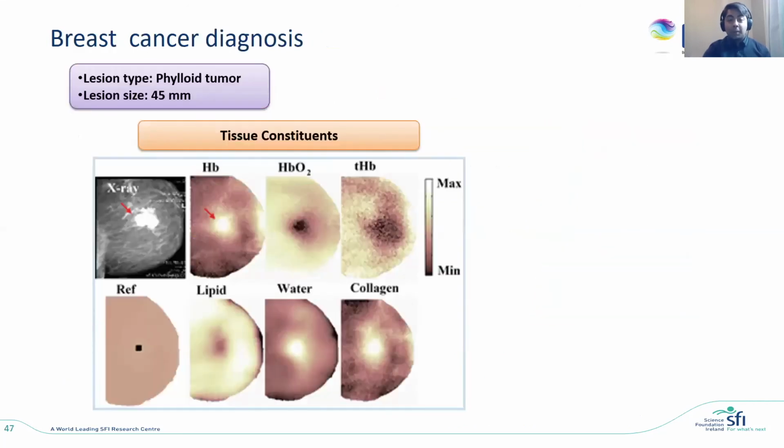So just to give you an example in the diagnosis side, if we probe breast cancer and we look at the map of the tissue constituents, you might see the map here in white and black, where you see in the center that there is a tumor. And if you see the biochemical profiles of the oxyhemoglobin and so on, you see that the tumor has a different constitution compared to the normal tissue surrounding it. So it is possible to locate the tumor and also provide the biochemical profile at the same time, just by illuminating the breast.